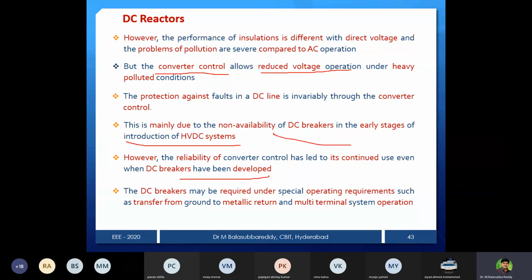DC breakers may be required under special operating requirements such as transfer from ground to metallic return and multi-terminal system operations and all. So anyhow, there is one unit we have, that is the multi-terminal system operation.